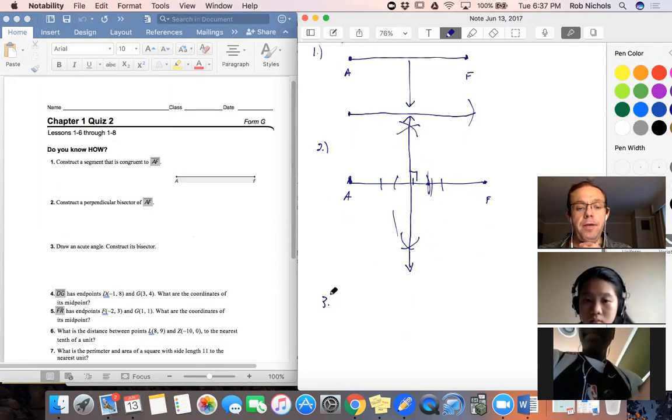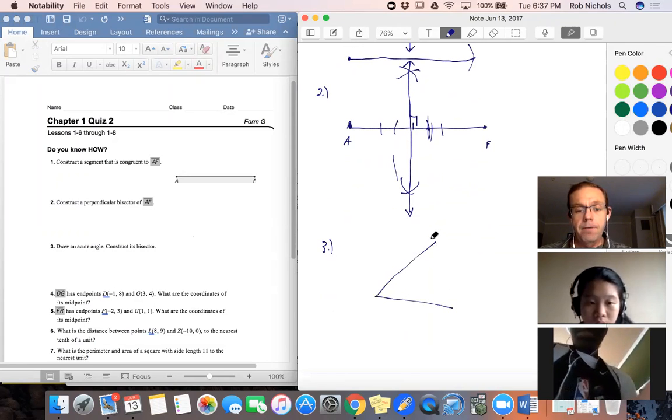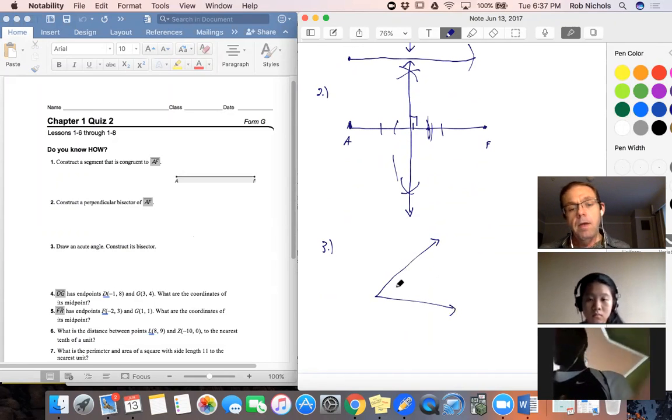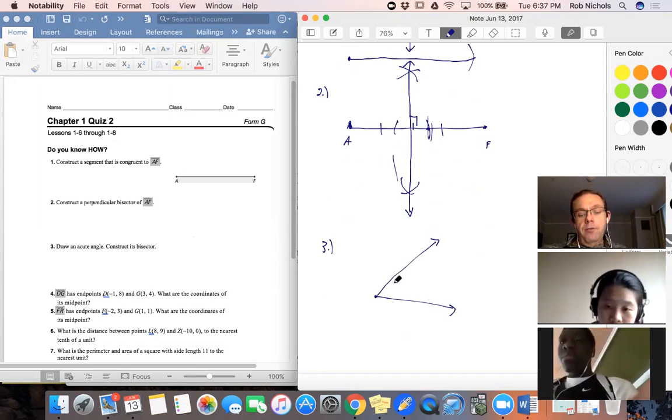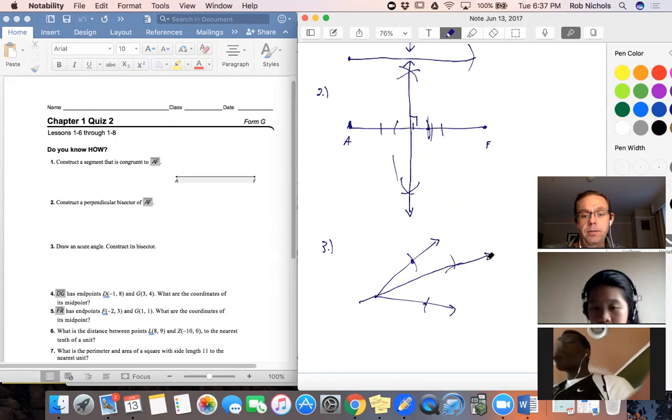And then number 3, if I had an angle, here's an angle. And then we do the same thing. We would draw 2 arcs. And then we would draw another arc out here from the same spot. We draw another arc out here, see where it intersects, and we would connect the intersection points. And that would create 2 congruent angles.